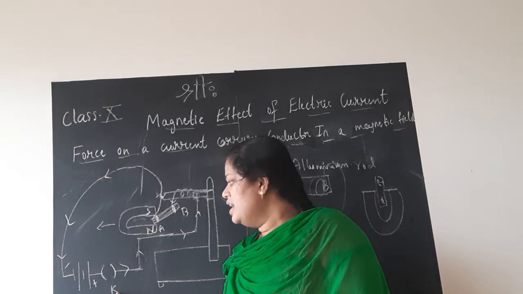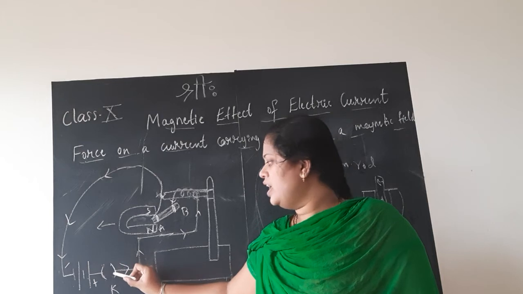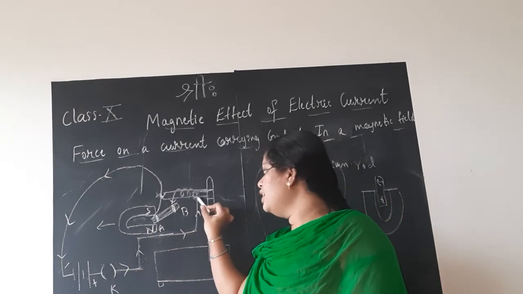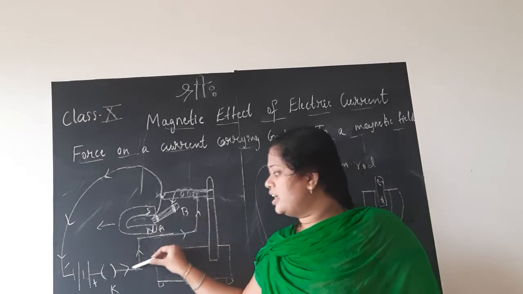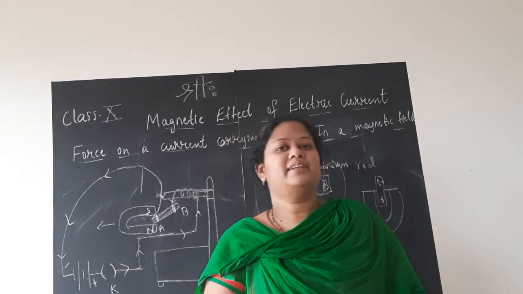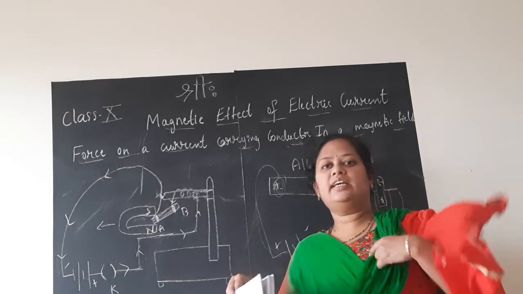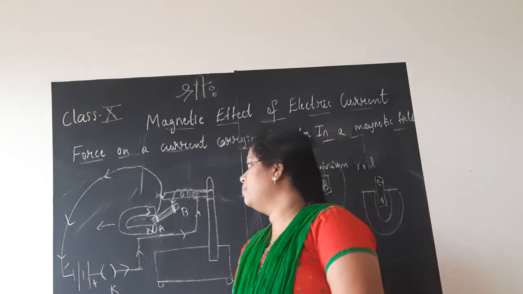B is battery, K is plug key. Positive of the battery to one end of the plug key, and the other end of the plug key is connected to the rod. Now children, if you observe, the aluminium rod is connected in series with the plug key and the battery, isn't it? This is the circuit setup.